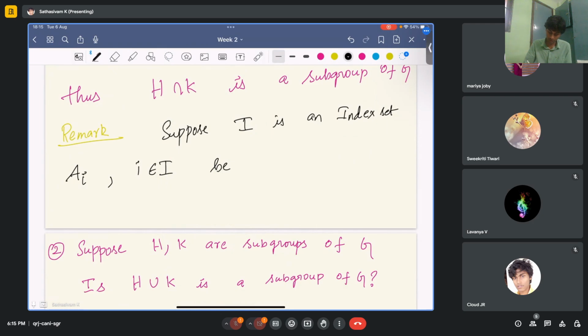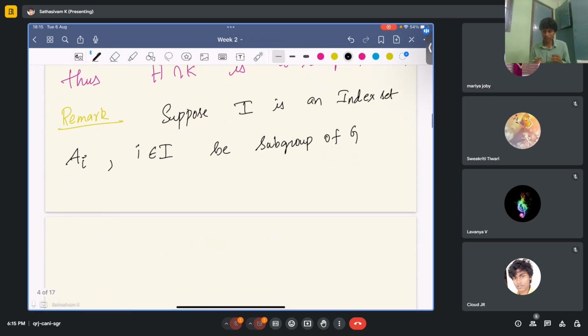Suppose these are all subgroups of G. So what I'm telling here is, I have a collection of subgroups A_i, and all of these A_i are subgroups of G. So this i runs over some index set. Then in general we can prove the intersection over i in I of A_i is a subgroup.